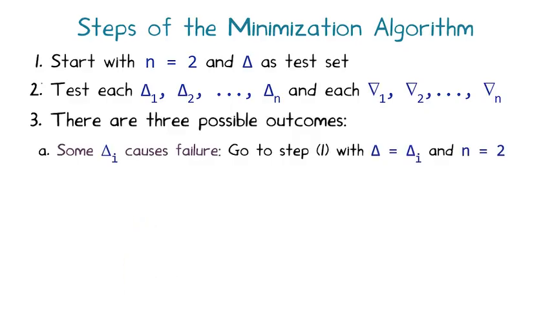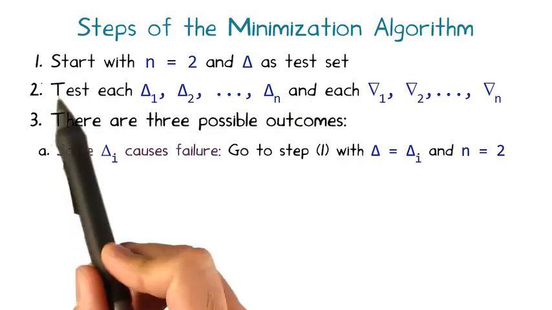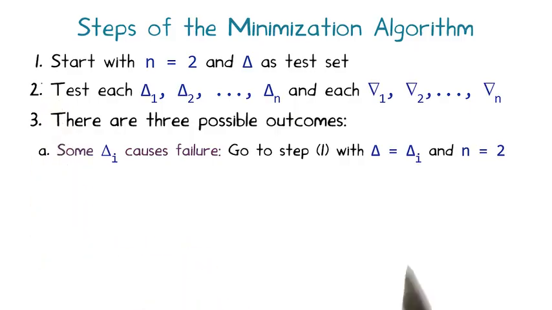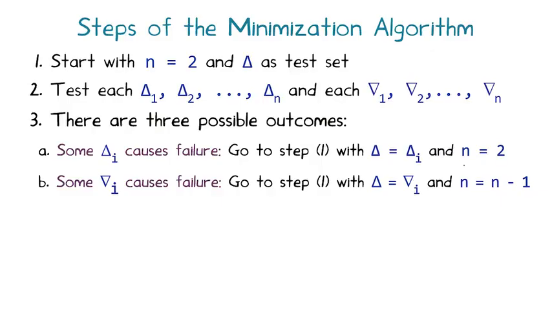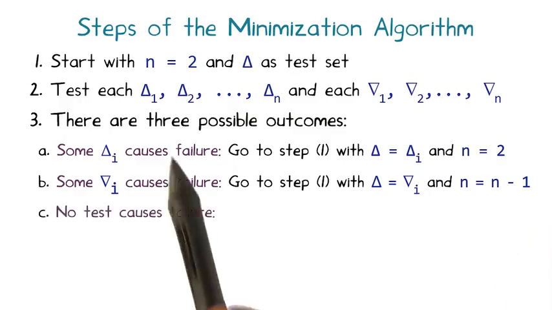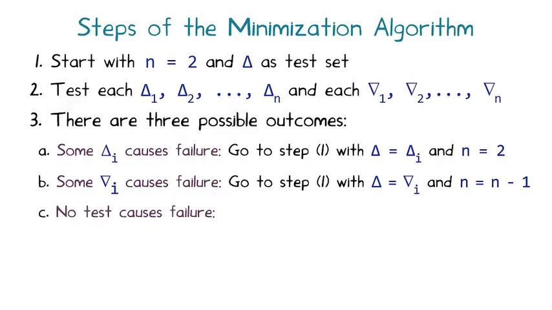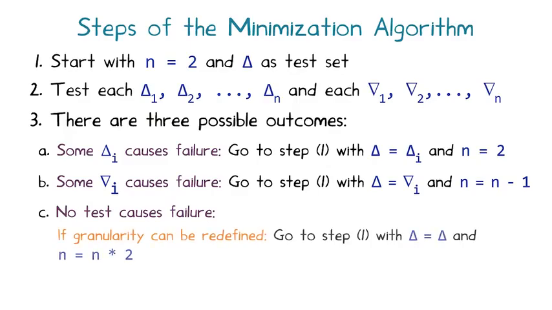If some delta I causes the test function to fail, then we go back to step 1, this time with delta equals delta I and resetting n to 2. Otherwise, if some nabla I causes the test function to fail, then we go back to step 1, this time with delta equals nabla I and decrementing n by 1. If none of these test cases causes a failure, then we have two possibilities. If the granularity is not yet at its maximum, that is, n is less than the size of delta, then we return to step 1, leaving delta the same and doubling the granularity.